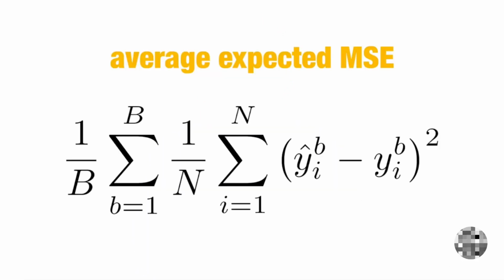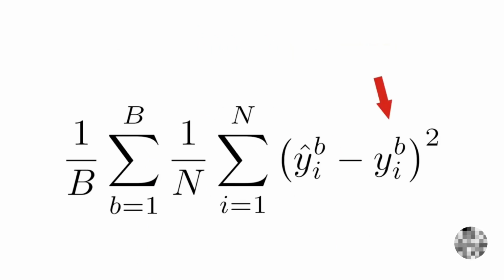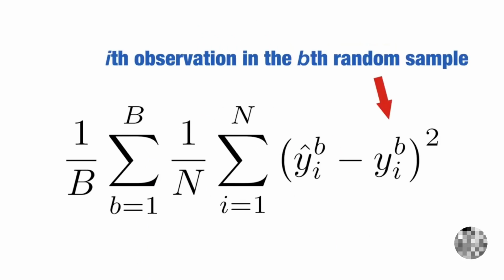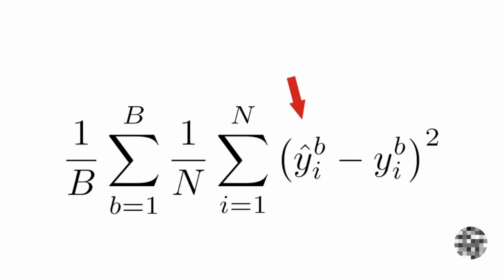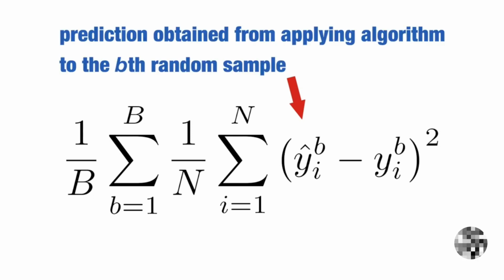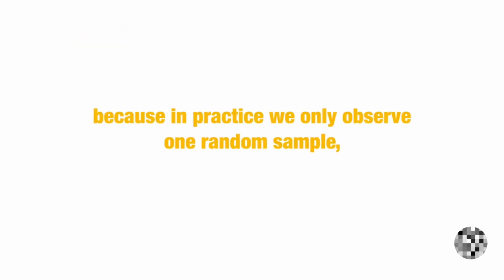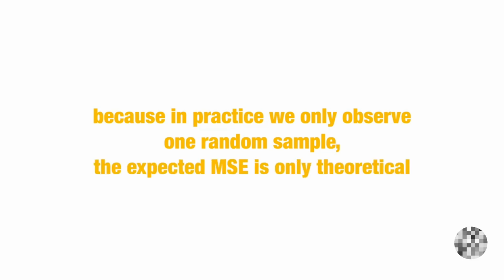But in theory, we can think of having a very large number of random samples, call it B, apply our algorithm to each, obtain an MSE for each random sample, and then think of the expected MSE as the average, or this equation. Here, y_ib denotes the ith observation of the bth random sample, and y hat_ib is the resulting prediction obtained from applying the exact same algorithm to the bth random sample. Again, in practice, we only observe one random sample, so the expected MSE is only theoretical.